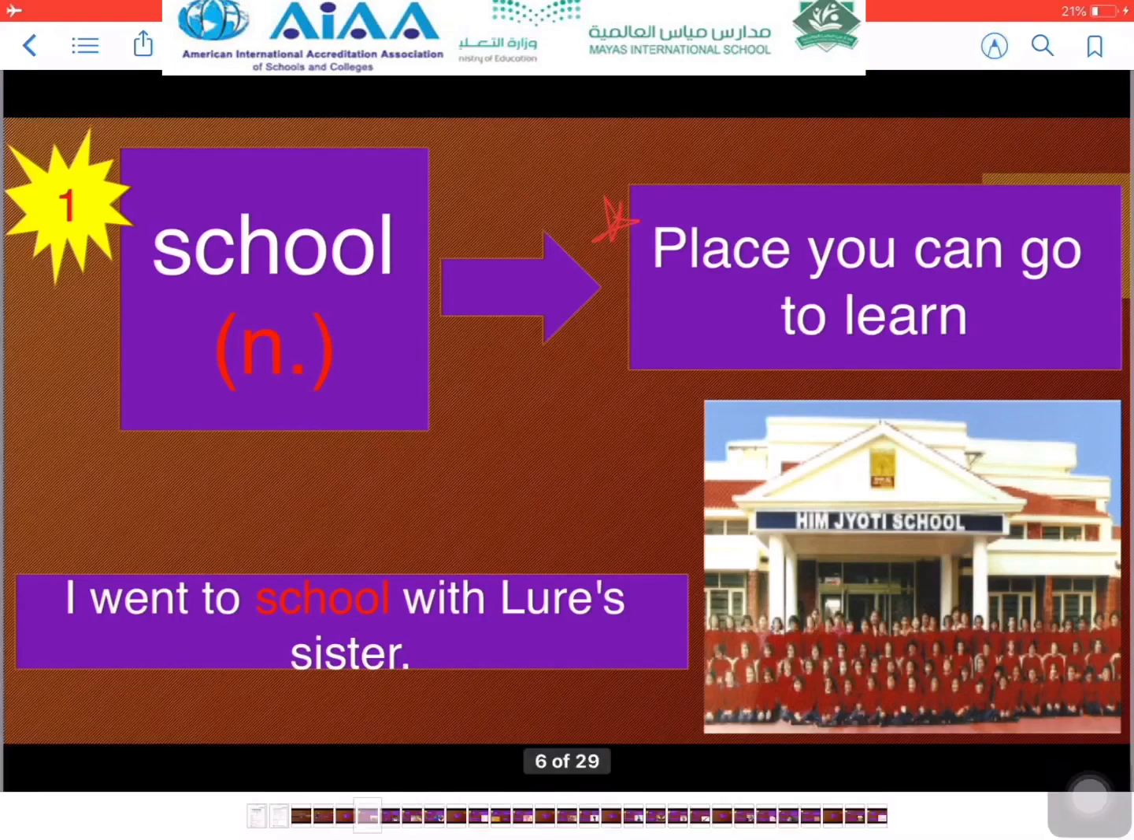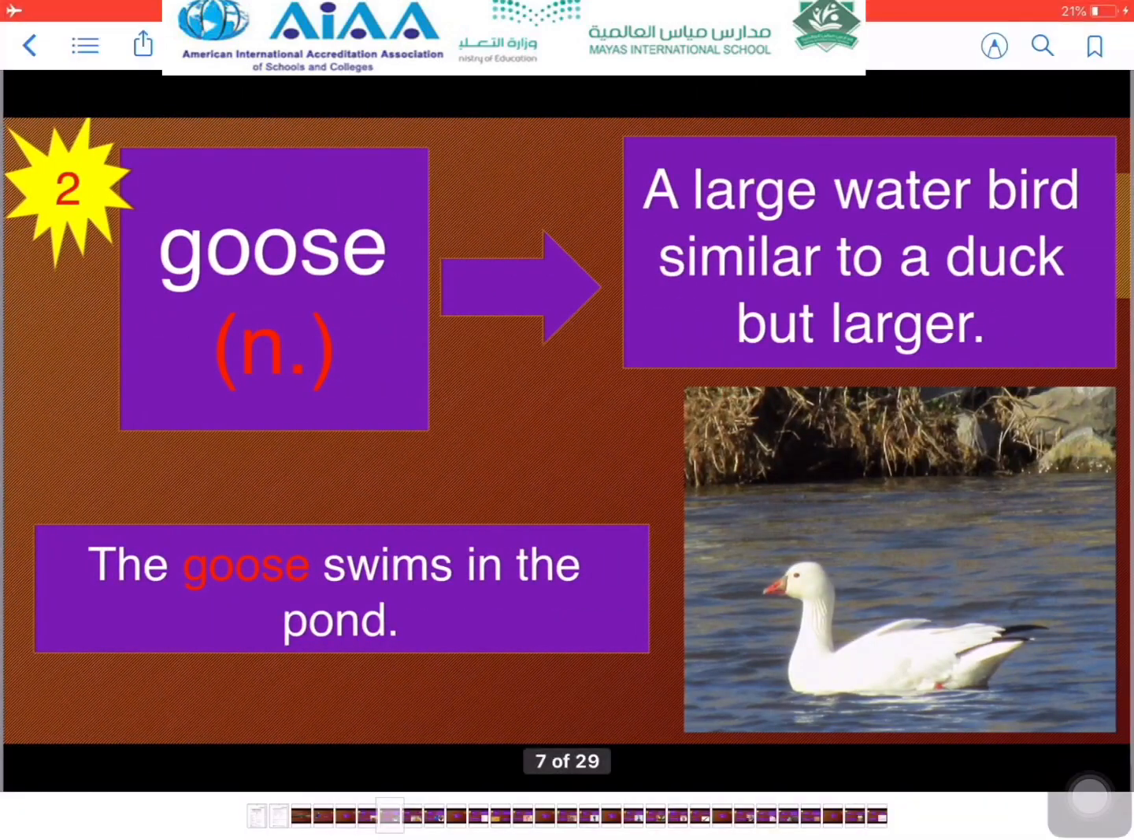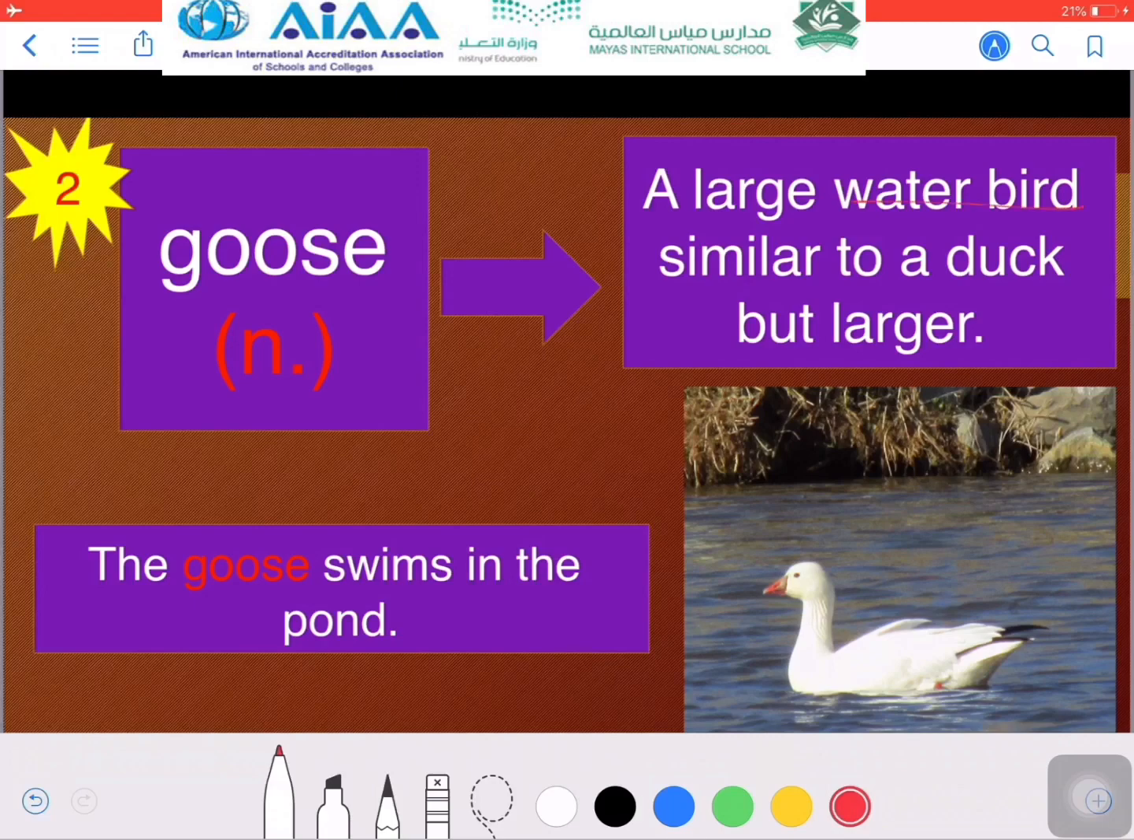Here we are. Let's complete. Goose. It's a large water bird, similar to duck, but larger. So we have duck and larger. Larger than the duck, we have also a water bird that can swim. We call it goose. So the goose swims in the pond. So what's the difference between the goose and the duck? Yes, now you know that the duck is smaller than the goose. Or you can say the goose is bigger than what? The duck. Goose. Ooh, goose. Excellent.